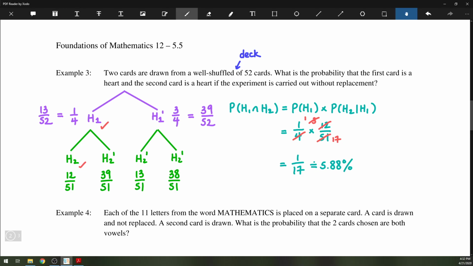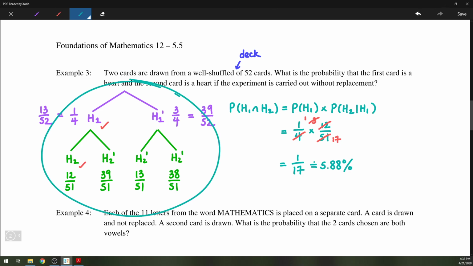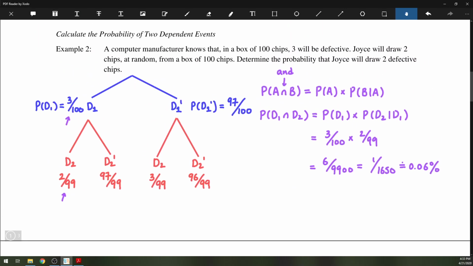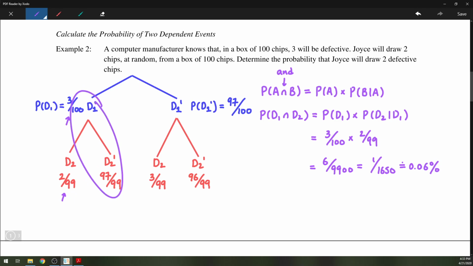Okay, so this tree diagram is going to be very useful for solving the kind of questions we're looking at today. Now, so far, the first two examples that you have seen are about a single branch. So in this case, you're looking for hearts 1 and 2. In the previous example, you're looking for 2 defective chips back to back. Now, it's entirely possible for me to ask you about, oh, first chip is defective, but the second one isn't, or any of the 4 branches that you have here.